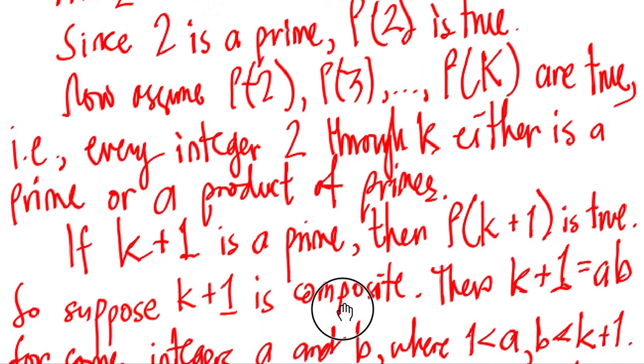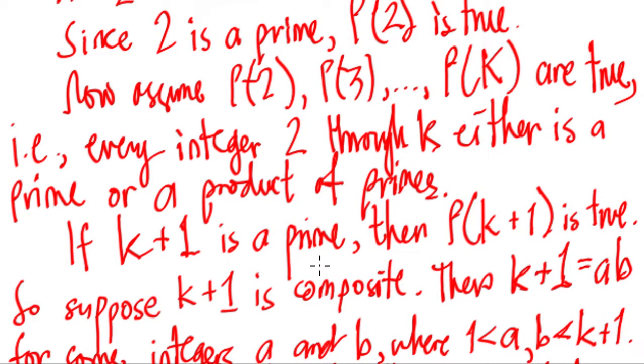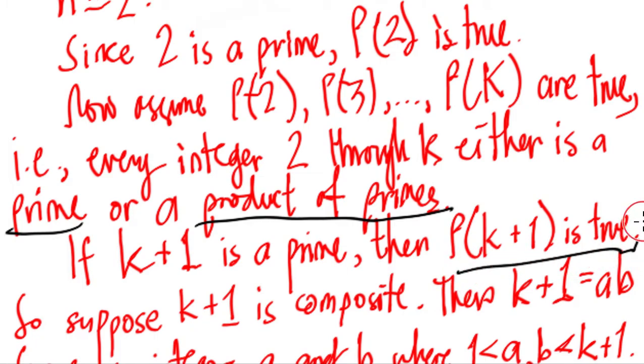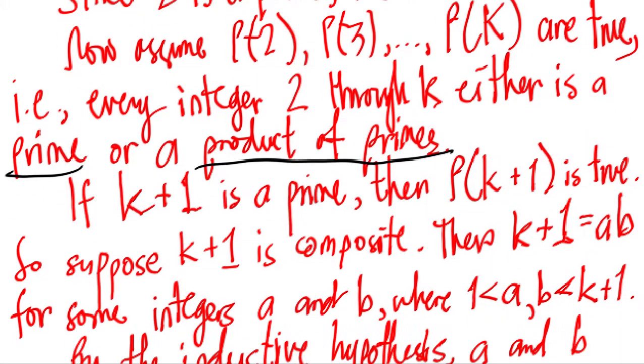So we now use the strong version of induction, the second principle. We start with the first integer. 2 is the first prime, so 2 is a prime clearly. Therefore P of 2 is true. Now assume P of 2, P of 3, up until P of k are all true. That is, every integer from 2 through k is either a prime or a product of primes. If k plus 1 is a prime, then P of k plus 1 must be true.